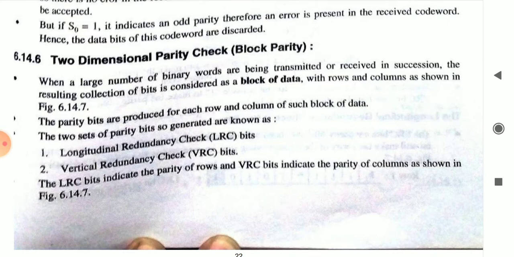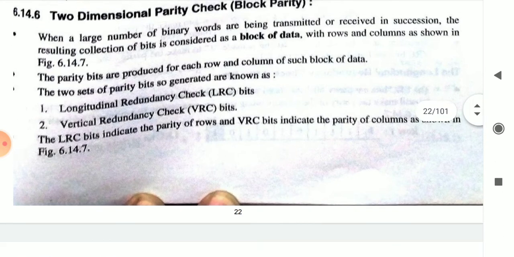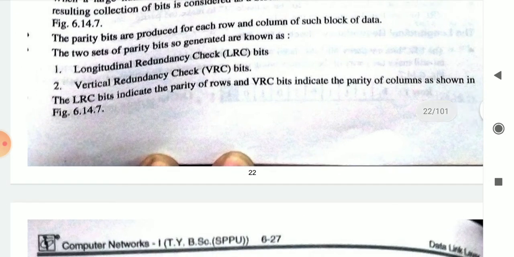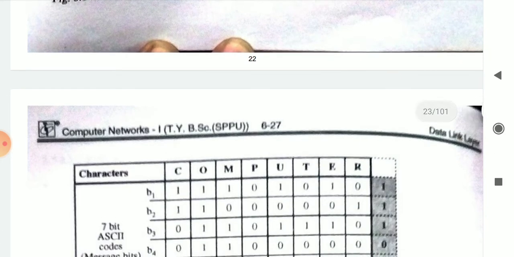Now, two-dimensional parity check, that is block parity. When a large number of binary words are being transmitted or received in succession, the resulting collection of bits is considered as a block of data with rows and columns as shown here. The parity bits are produced for each row and column of such a block of data. Two sets of parity bits are generated, known as longitudinal redundancy check and vertical redundancy check. Longitudinal means horizontal, and vertical.